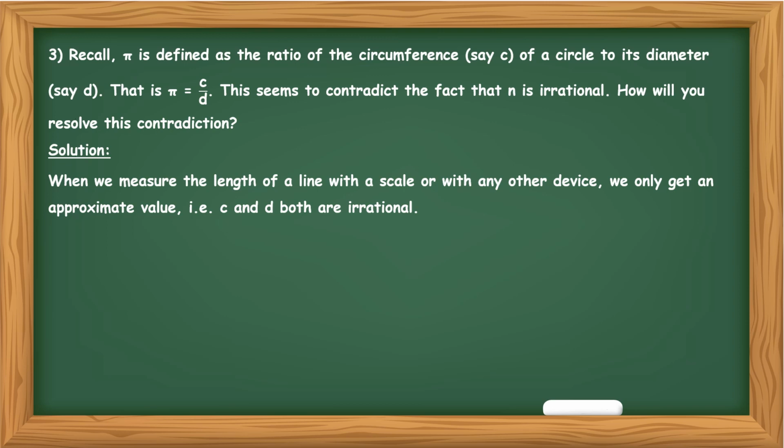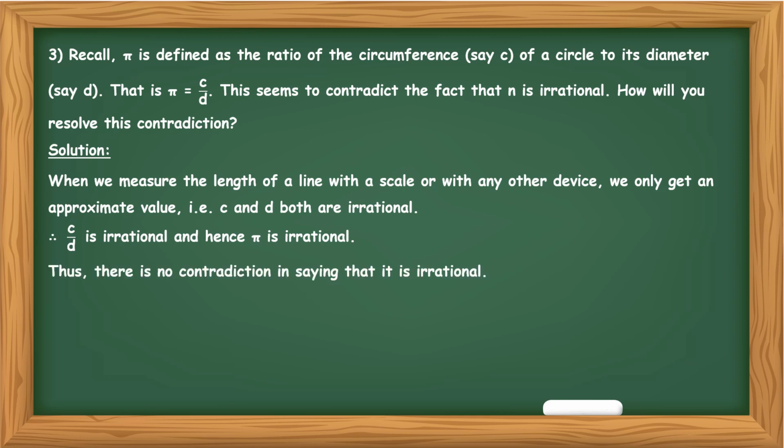So, we measure the length of a line with a scale or with any other device. We only get an approximate value. That is, you get C and D both as irrational. Therefore, C by D is also irrational, because an irrational number divided by an irrational number gives you an irrational number. So, hence the value of pi is also irrational. Thus, there is no contradiction in saying that it is irrational.